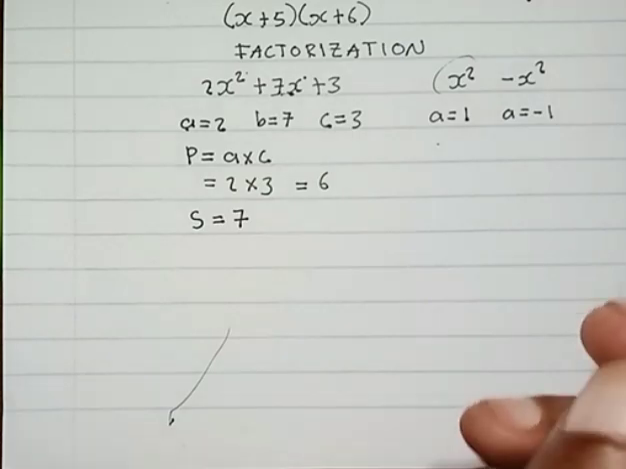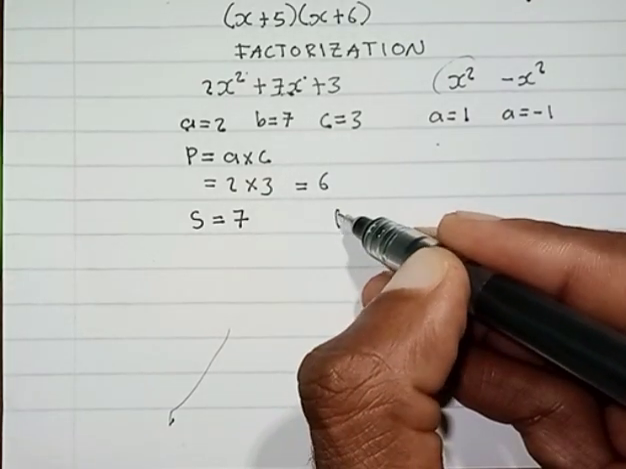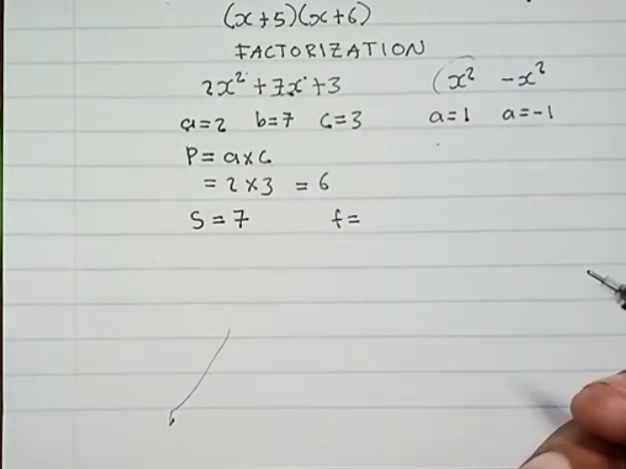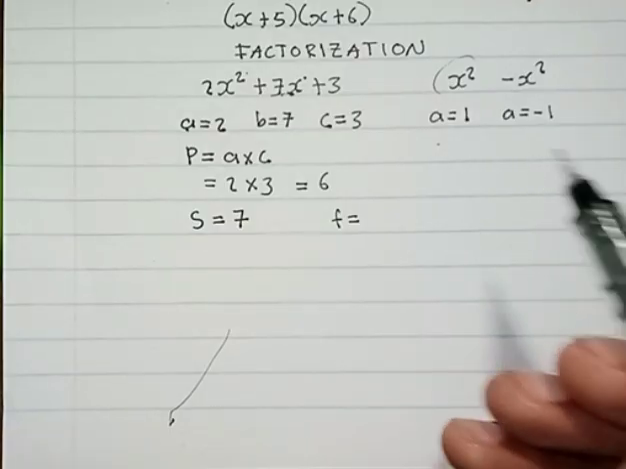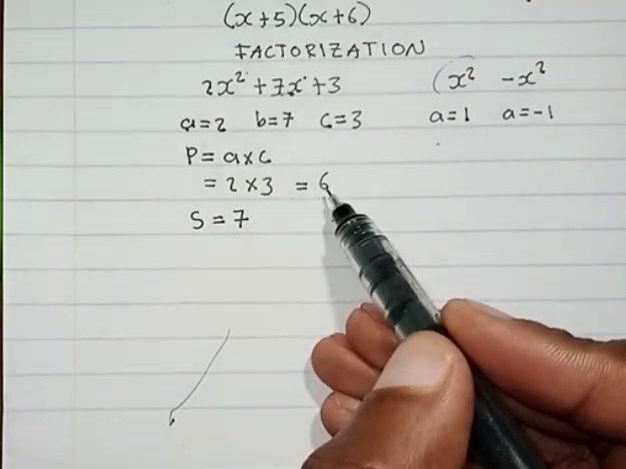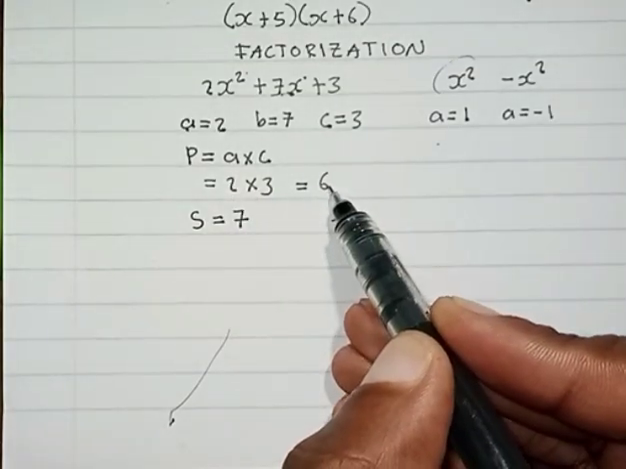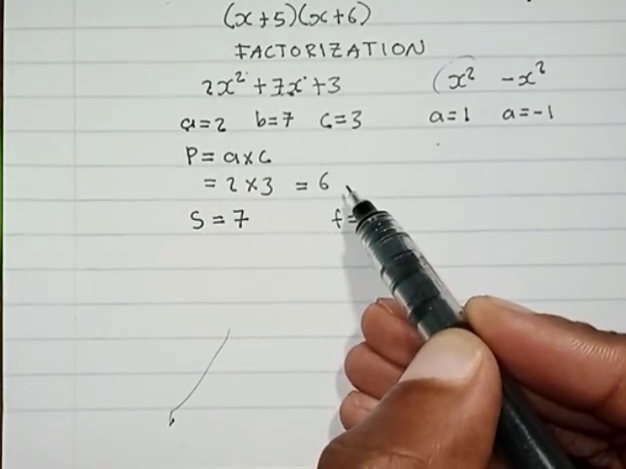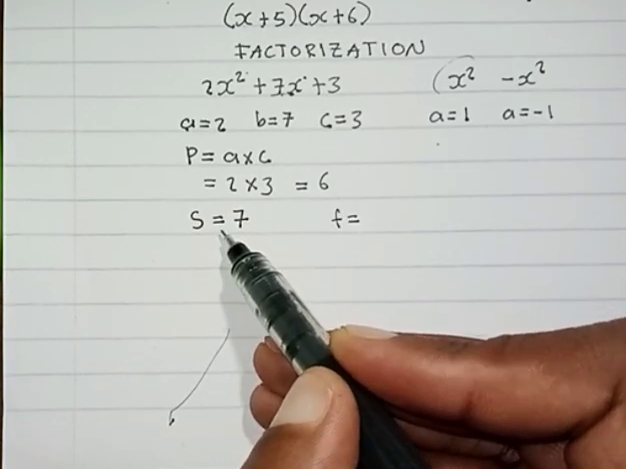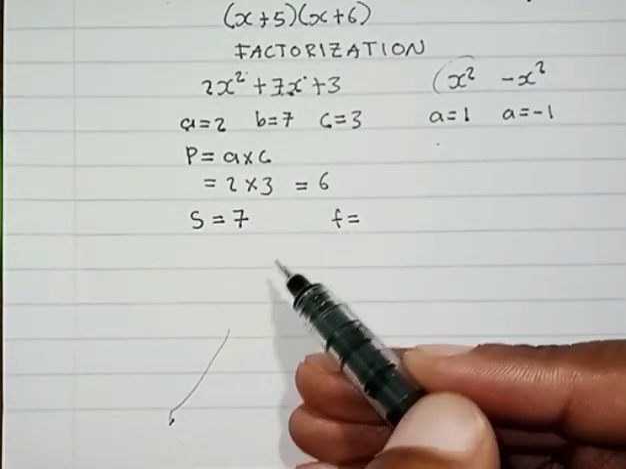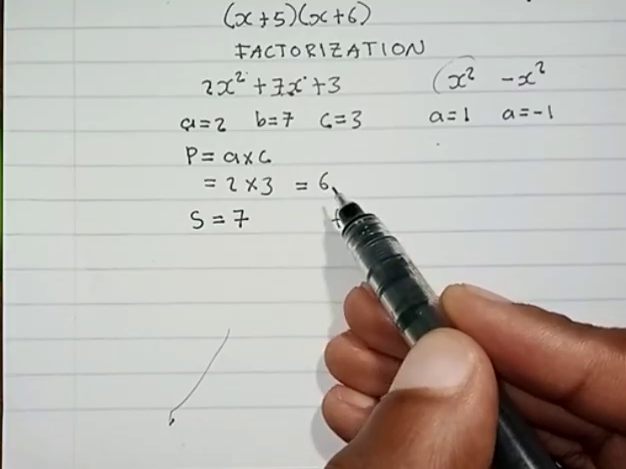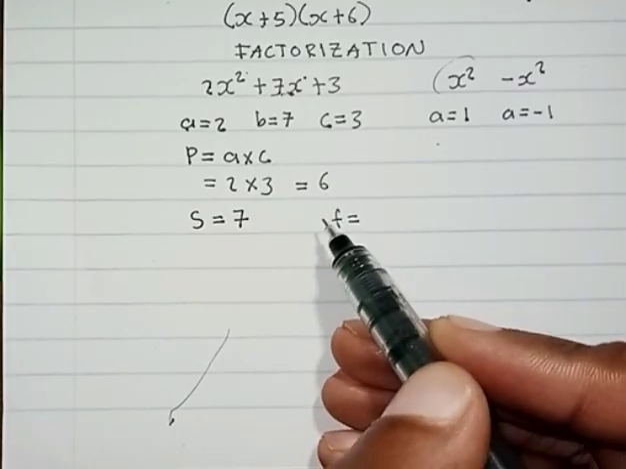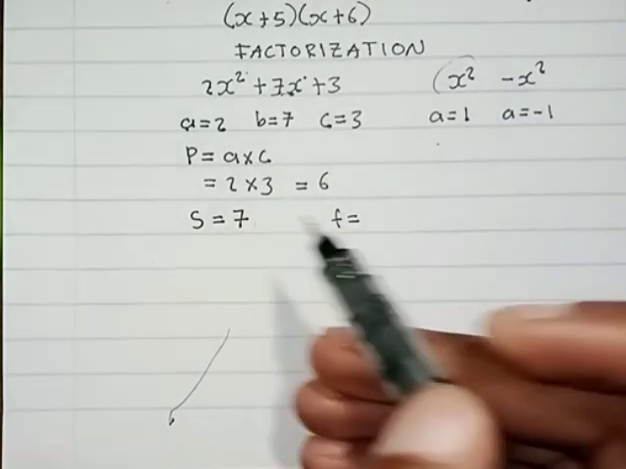Once we get those, we are supposed to find what we call the factors. Now, factors are two numbers. Those numbers, when you multiply them, should give you your product, which is 6. And when you add those same numbers, they should give you your sum, which is 7. So which two numbers, when we multiply them, give us 6, and when we add them, give us 7?